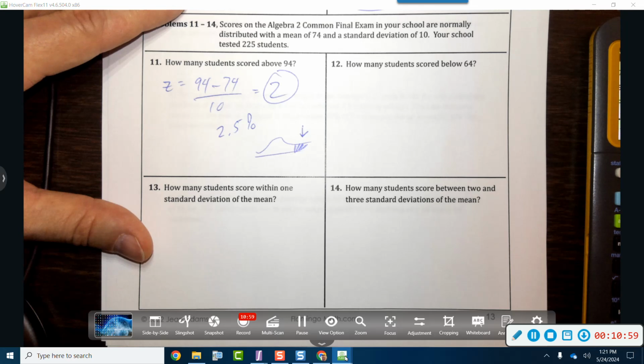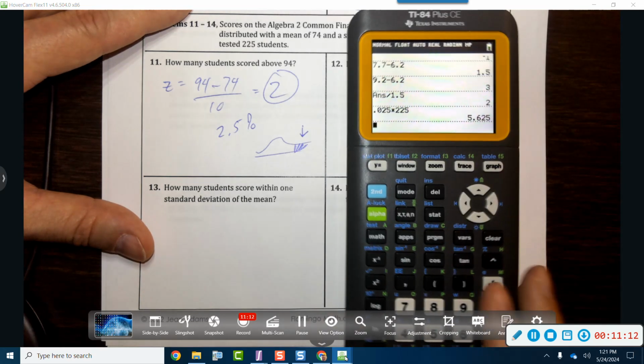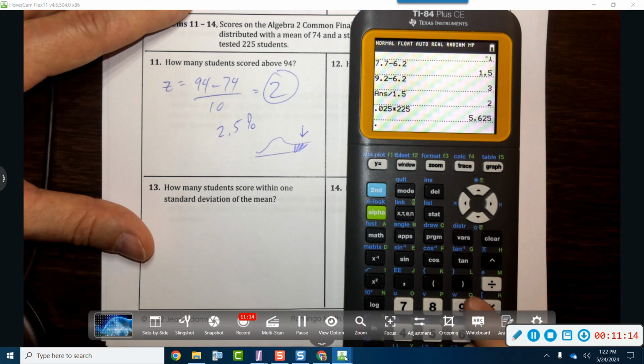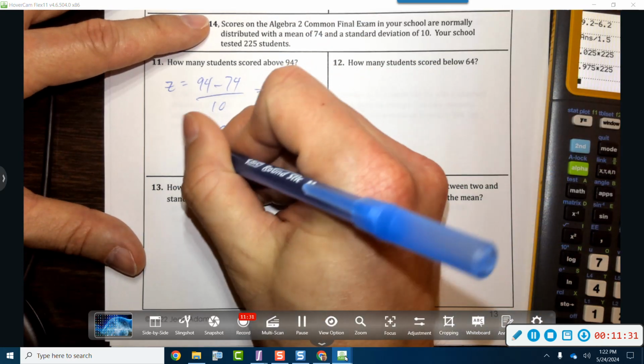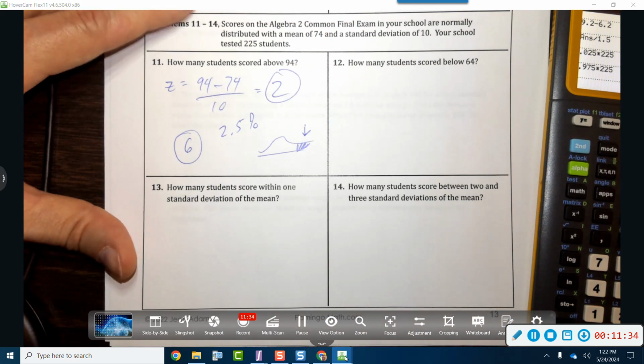Do we round down or round up? So you've got 5.6 students. Let's think of the other direction here. I need to go 0.975 times 225. Now that's 219 students. So what you should say is that we round up. So there's 6 students. We'll round up.